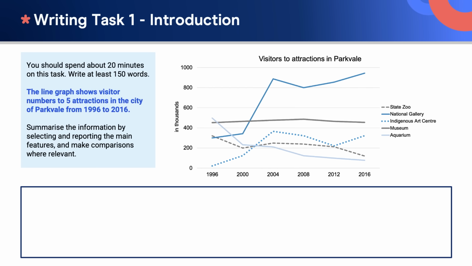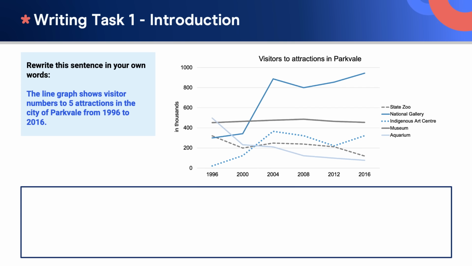Here's the summary. The line graph shows visitor numbers to 5 attractions in the city of Parkville from 1996 to 2016. For the introduction, you need to rewrite the summary in your own words. This is a quick process. You don't need to change it much, just show that you understand it and you can use synonyms and rephrasing to convey the same information.